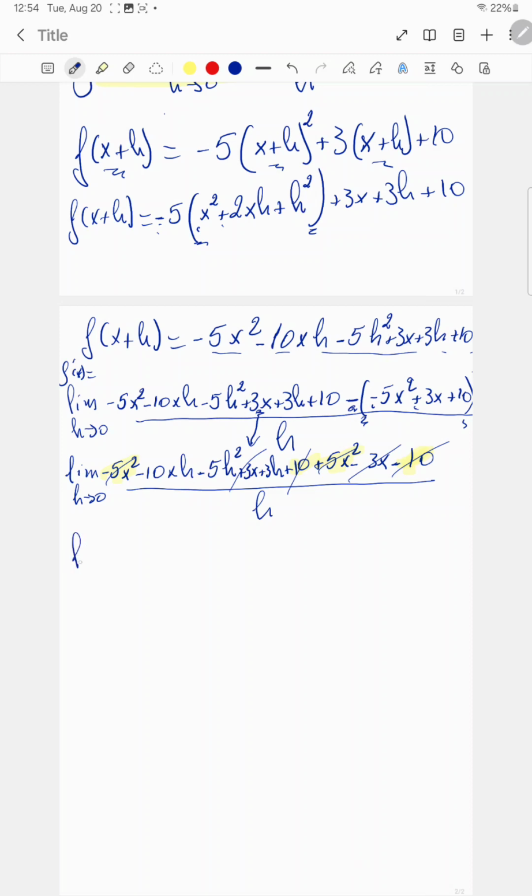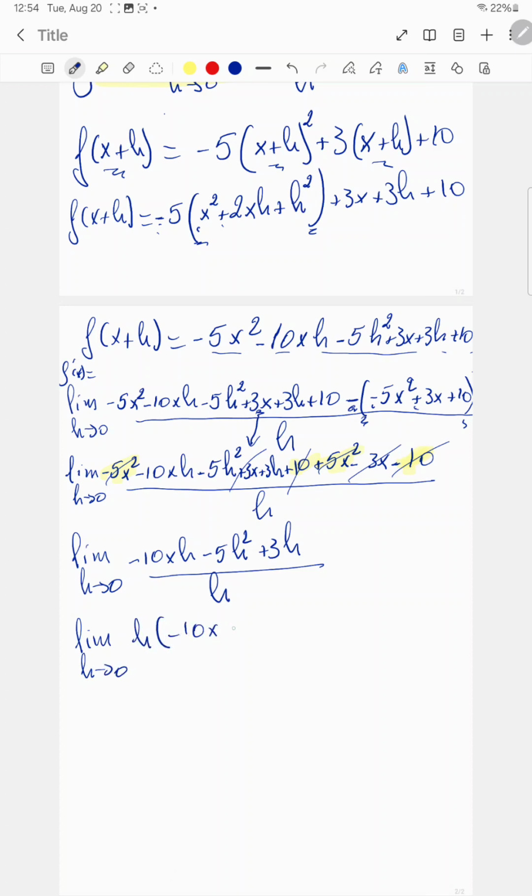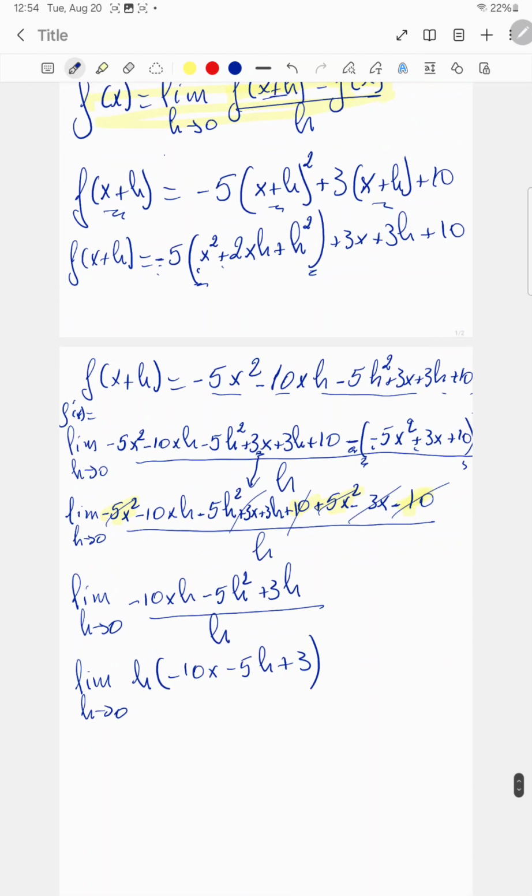So now my limit, when h goes to 0, I have minus 10xh minus 5h squared plus 3h divided by h. If you look at my numerator, I have h in common in every term, so I can factor out my h. So the limit when h goes to 0 of h times (minus 10x minus 5h plus 3), because I had h squared and I factored out h, that's why I have the h.